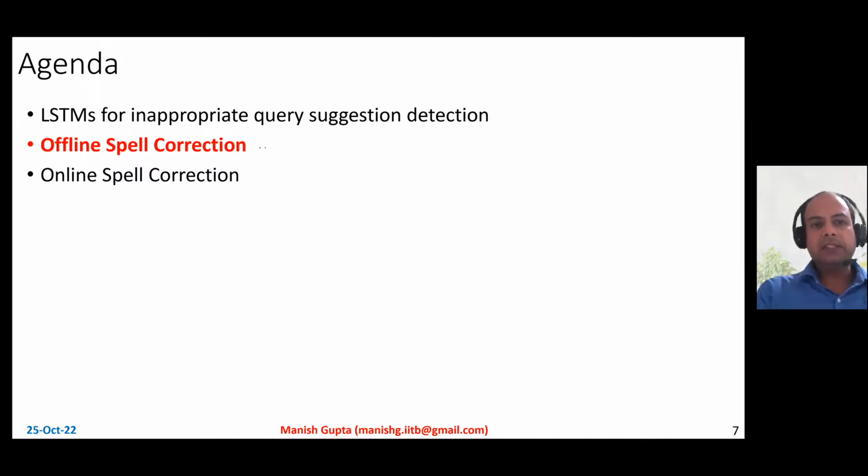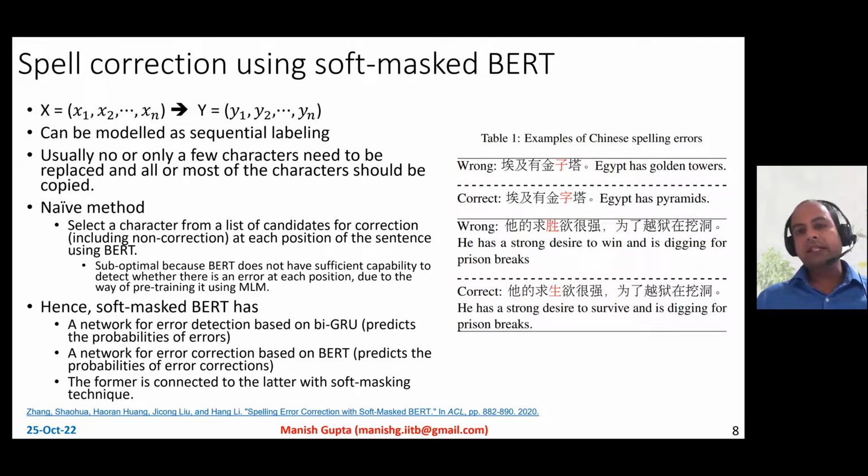The other method that I'm going to talk about is offline spell correction. So the idea here is that while you have taken care of inappropriate suggestions and removed them from query logs, there are several times that users type in queries which are misspelled. So search engines have been designing various kinds of mechanisms for automatically correcting such queries.